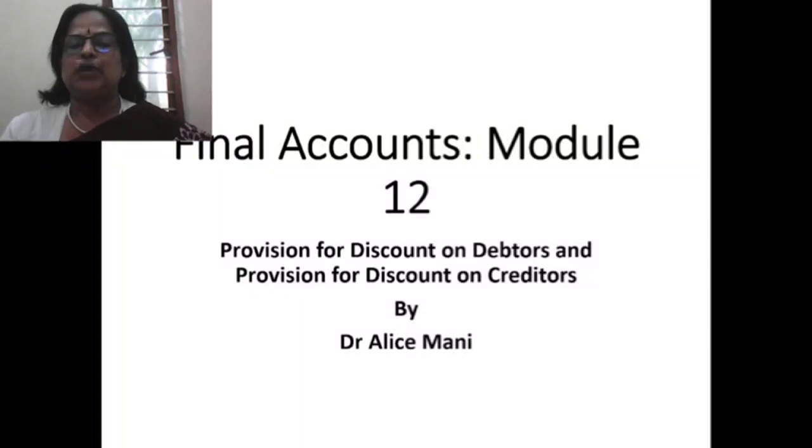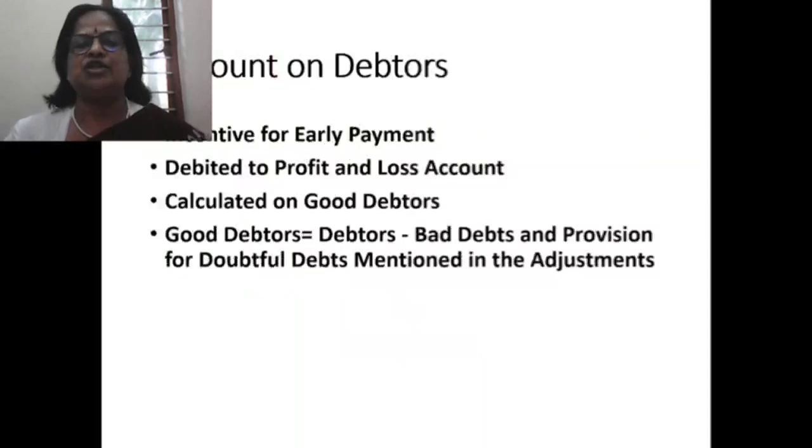So two points I am going to explain in this, two adjustments. One is provision for discount on debtors and the other is provision for discount on creditors. Provision for discount on debtors is an important adjustment and I will explain step by step. Provision for discount on creditors also, the adjustments you have to remember. Sometimes I have seen that in the examination paper.